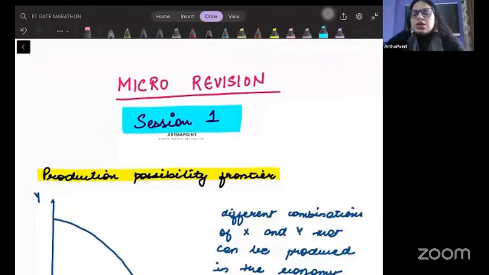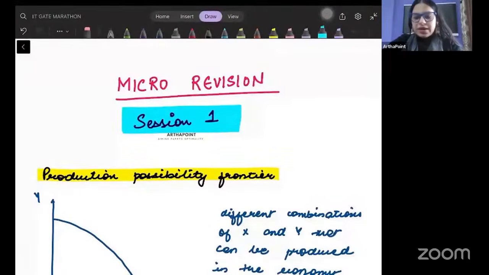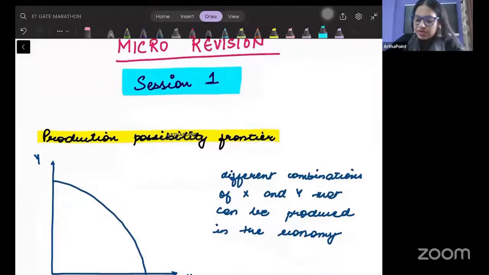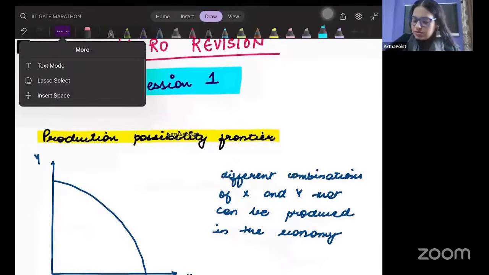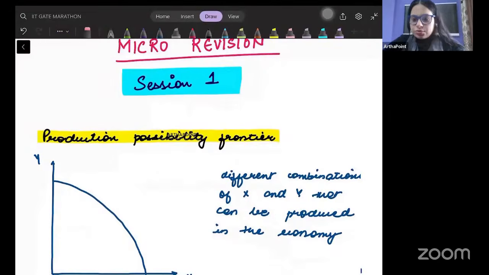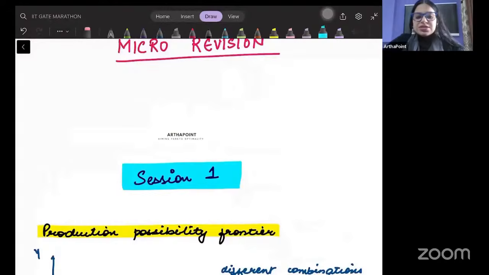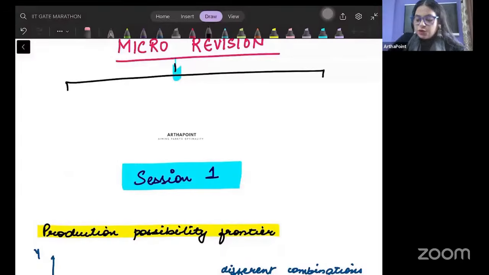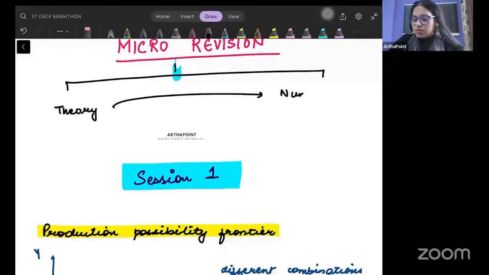In today's class, we are going to start with the microeconomics revision. Before we start, I just want to give you a heads up that the entire microeconomics is not going to be theoretical. What you will see in your final paper will include a lot of numericals also. So for every theory that you practice, it must be paired with a numerical. The whole revision series is going to run like this. You need to do a numerical for every theory that you practice.